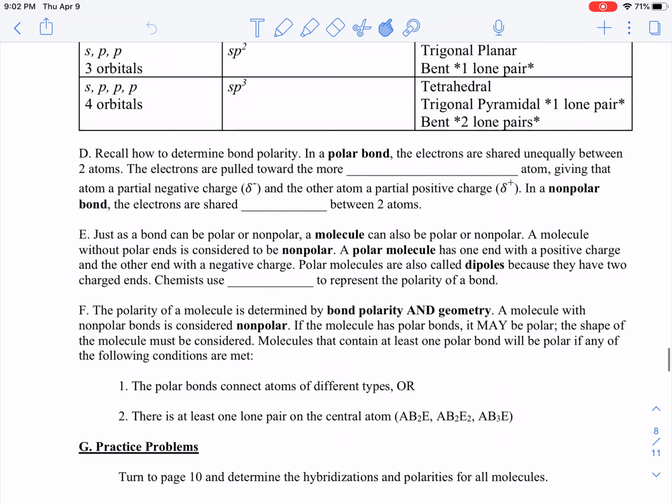So we know all about polar bonds, right? We said that you have electronegativity differences of 0 to 0.3, and that's nonpolar. And 0.4 to 1.7 is polar, and above that is ionic, etc. Right? And so what that does is it allows the more electronegative atom to pull electron density towards it, and that makes regions of partially positive and partially negative charge.